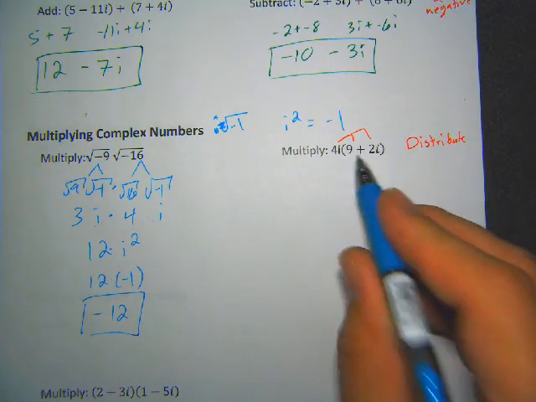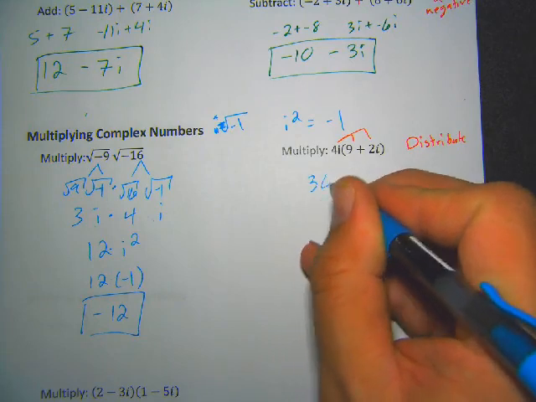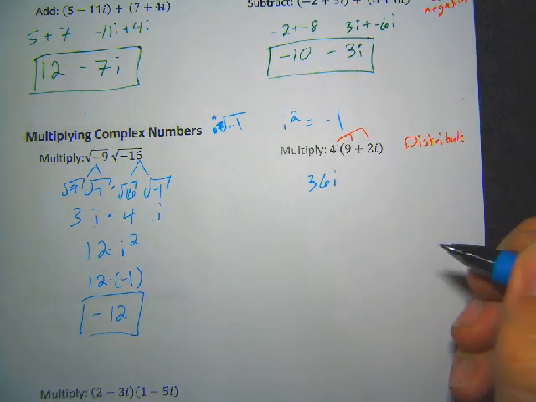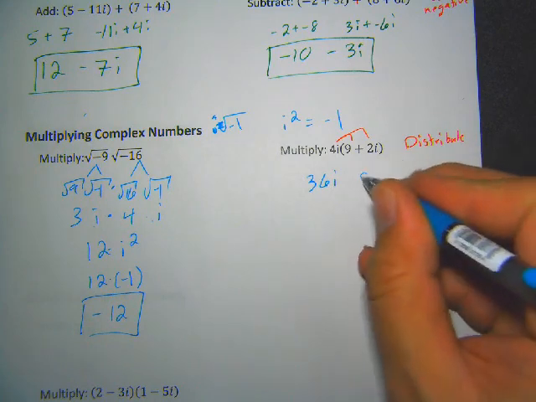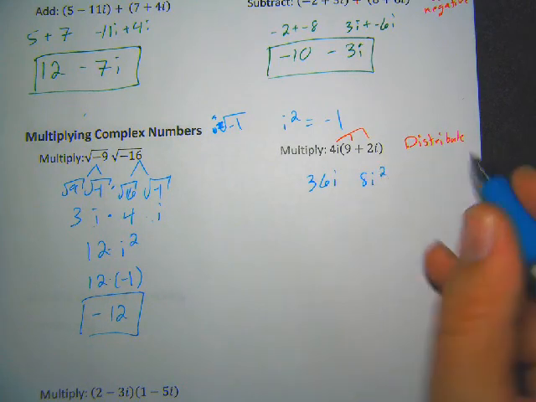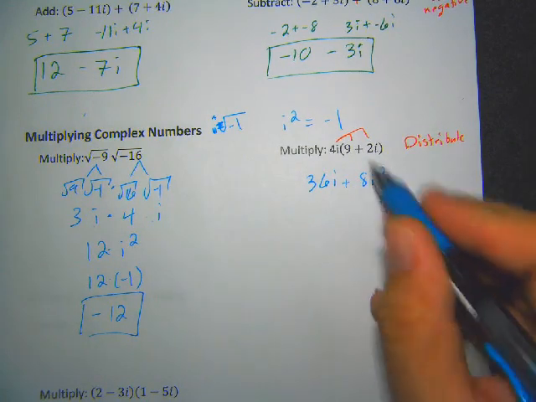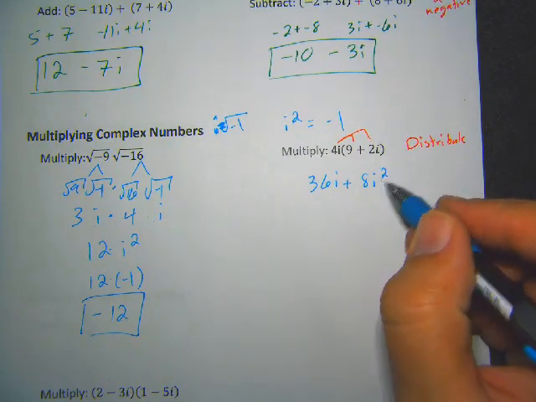So 4i times 9 gives me 36i, because 4 times 9 is 36, don't forget the i. And 4i times 2i, 4 times 2 gives me 8i squared. So I get 8i squared, plus in the middle still. And again, we just talked about this, i squared actually turns this into a negative 1.